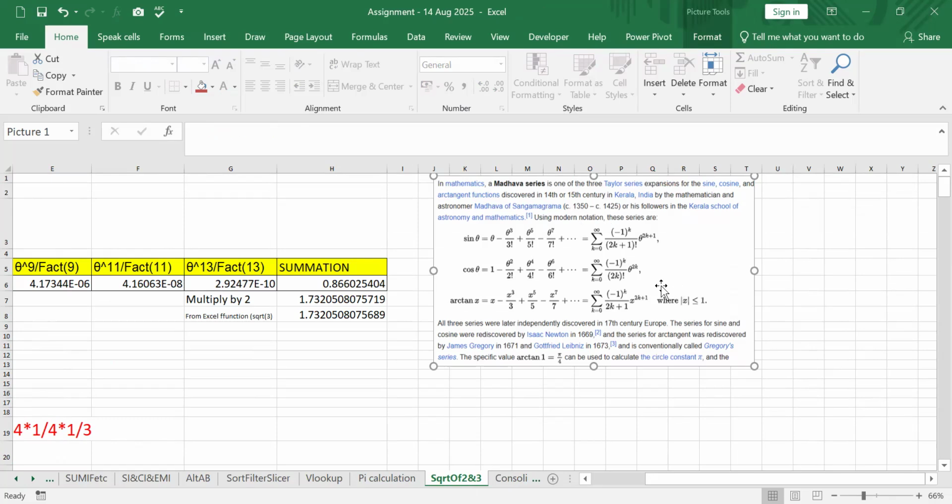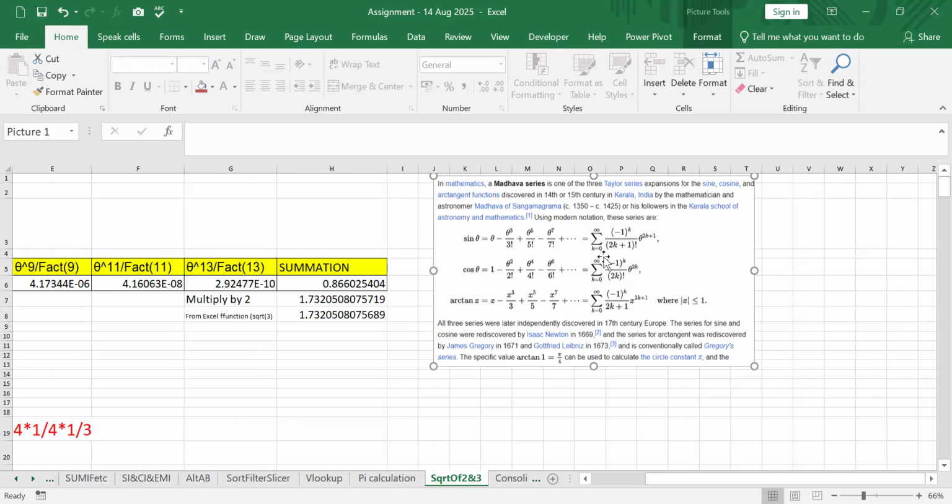This equation was rediscovered by Leibniz and Newton, and that became the basis for calculus much later, but this was at least 200, 300 years earlier. So using this equation, sine theta equals theta minus theta cube by 3 factorial plus theta to the power of 5 by 5 factorial, minus, so plus and minus alternating. In sigma notation it is sigma of minus 1 to the power of k by (2k plus 1) factorial.